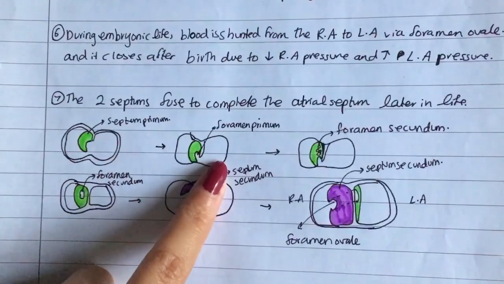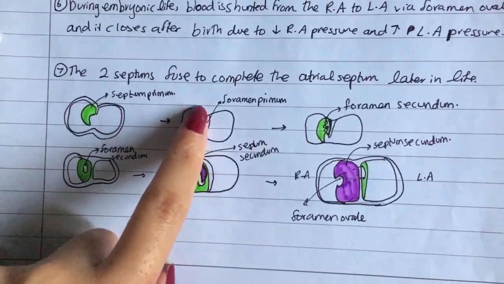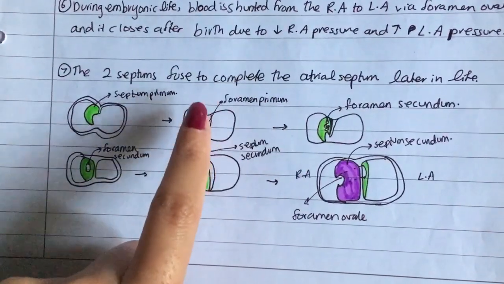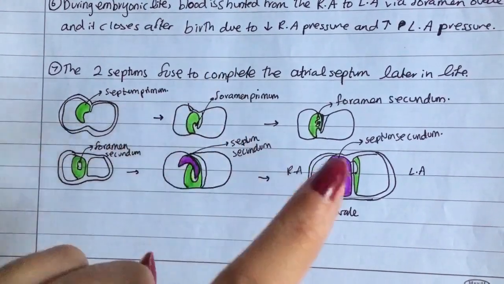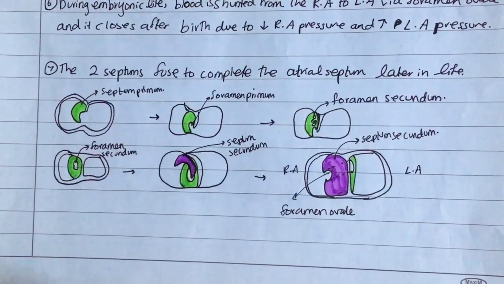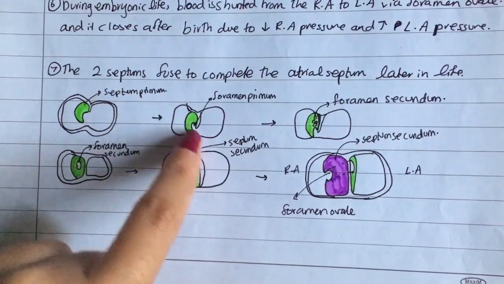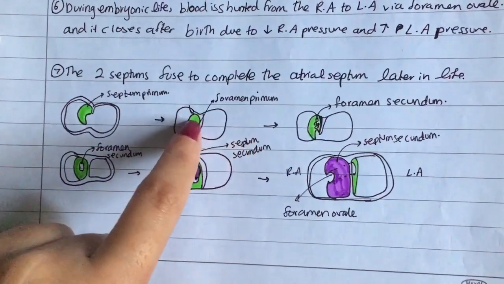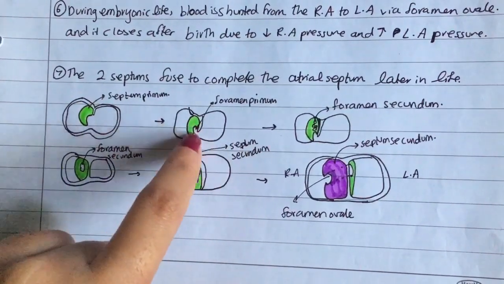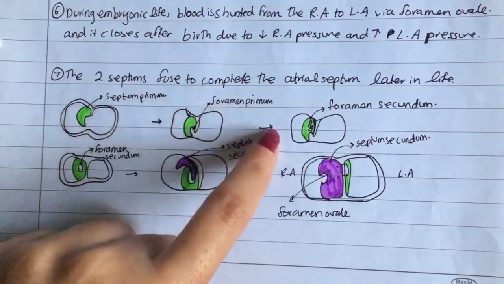Okay, as you can see this, and then the foramen primum forms between the free edge of the septum primum and the AV cushions. Okay, so this is the little foramen. Okay, and this is the free edge. This is the AV cushion in between the AV canal, and this little opening is the foramen primum.